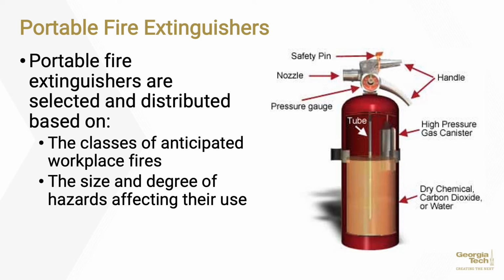One way to limit the amount of damage due to fires is to make portable fire extinguishers an important part of your fire prevention program. When used properly, fire extinguishers can save lives and property by putting out a small fire or controlling a fire until additional help arrives. Portable fire extinguishers are selected and distributed based on the classes of anticipated workplace fires and on the size and degree of hazards affecting their use.